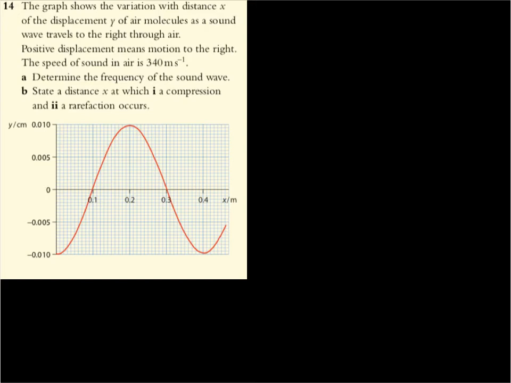All right, this graph shows the variation with distance x of the displacement y of air molecules as a sound wave travels to the right through air. So this time the medium is air, it's sound, it gives us positive displacement, that means motion to the right. Remember, sound is a longitudinal wave, so this connects with the last one that we did, particles bumping into each other, and it gives us the speed of sound in air is 340 meters per second. And the first thing it asks for is the frequency of the sound wave.